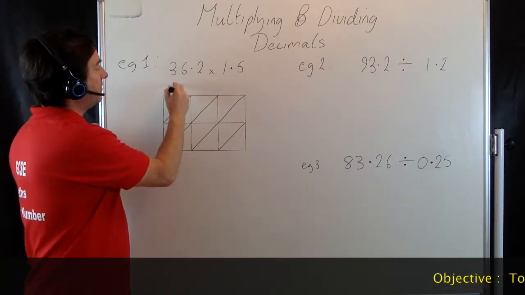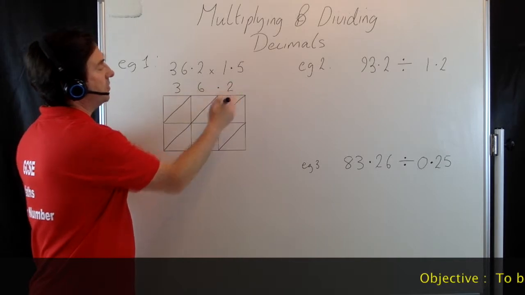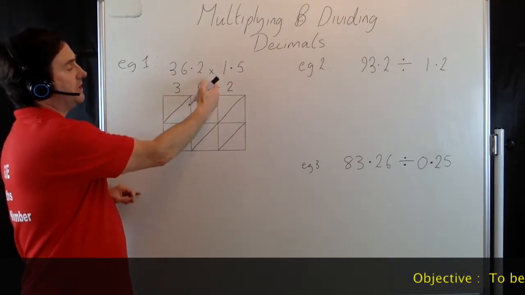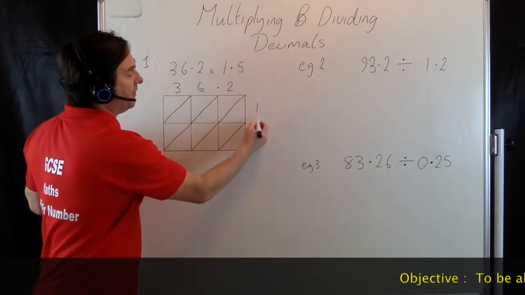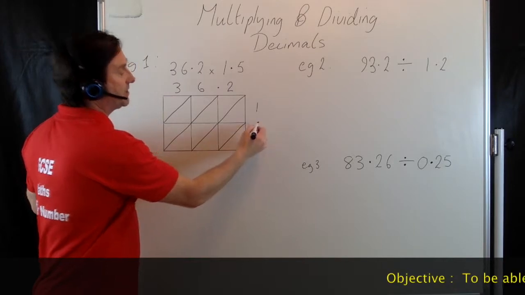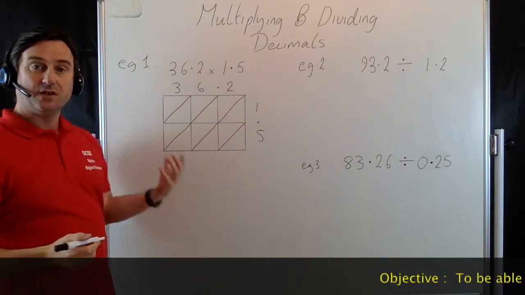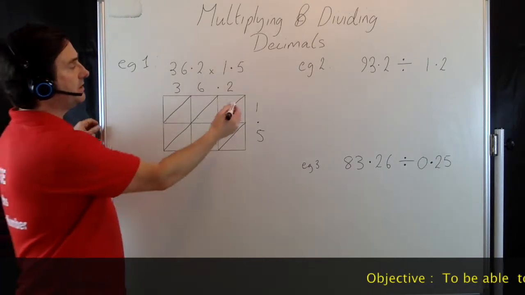So I would then write 36.2 along the top, making sure that my decimal point is directly over the line. Then I write 1.5 down the side, making sure again that my decimal point is directly next to the line in the center there. I then multiply these together.